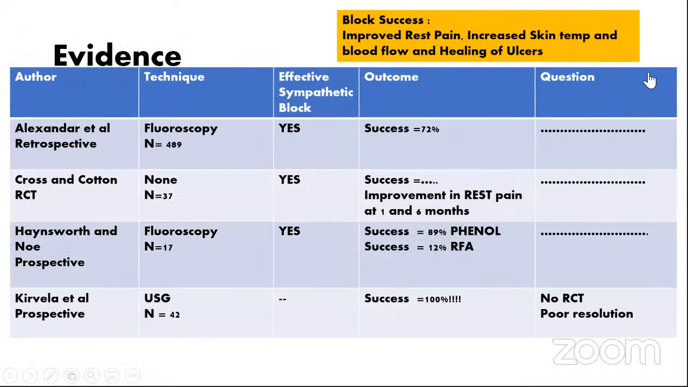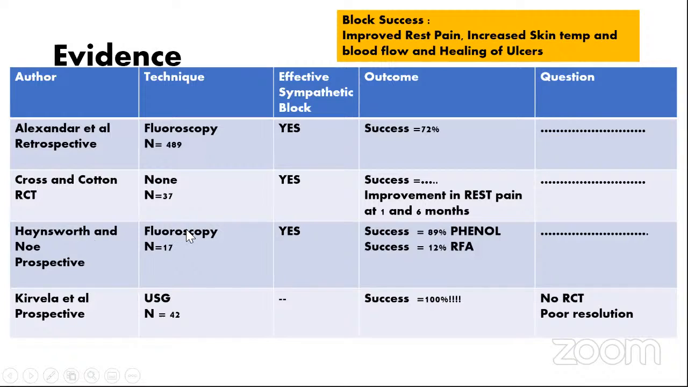So what is the evidence? Again, the criteria remains the same: improved rest pain, increased skin temperatures, and healing of the ulcers. This is a retrospective study of almost 500 cases under fluoroscopy, and they had a success rate of 72%. This is again a randomized controlled trial in 37 patients, and they mention improvement in rest pain at 1 and 6 months.